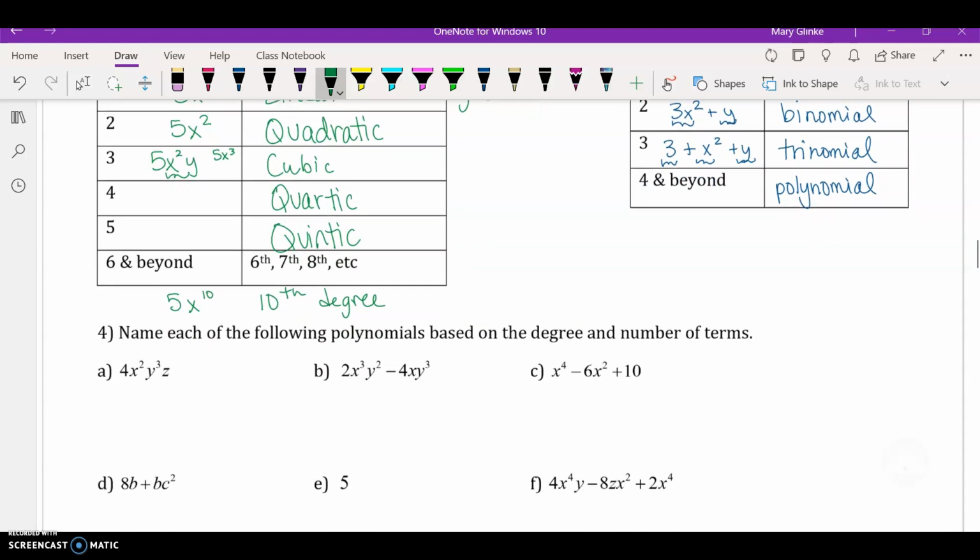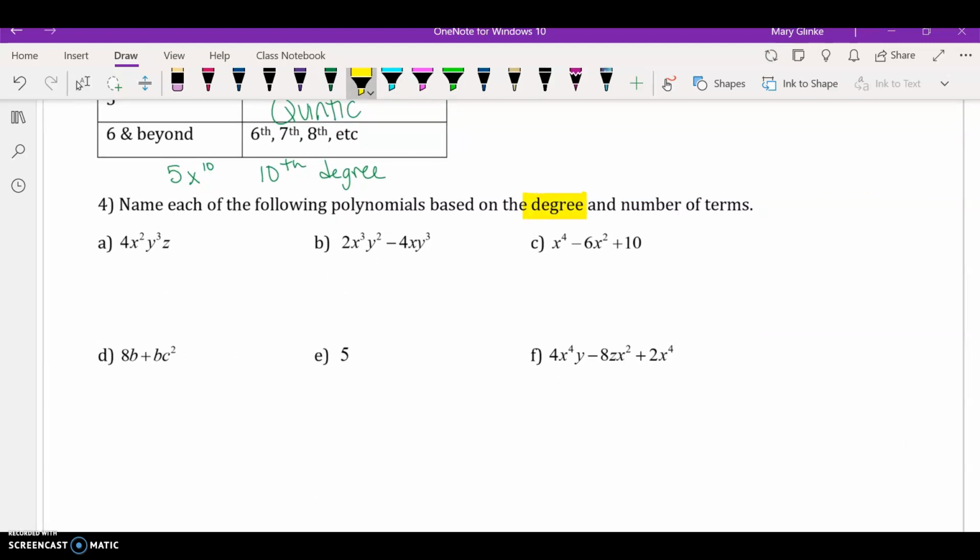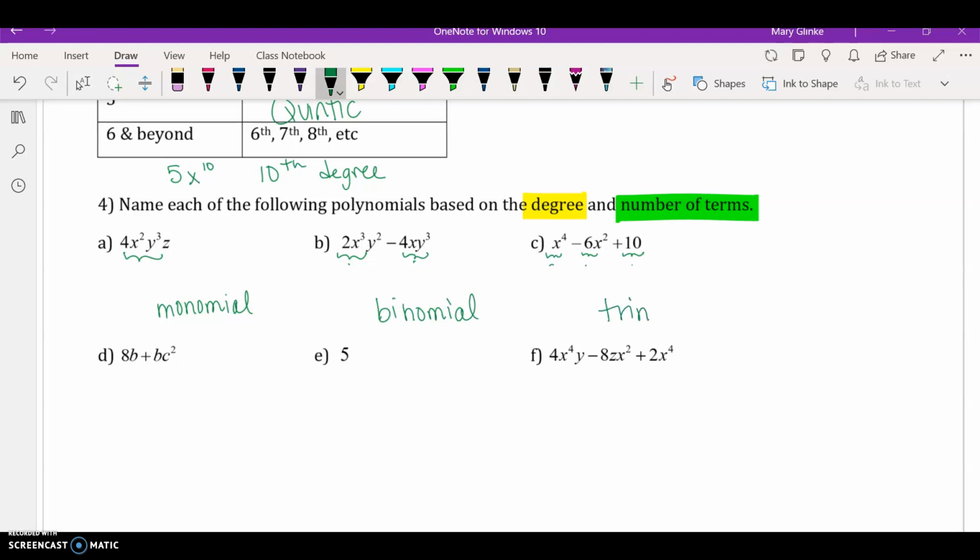So to actually use this, what we're going to do is name the following polynomials based off of two things: the degree and the number of terms. Now I'm going to start with number of terms because once again, that was kind of nicer. For each of these, you can identify how many terms the polynomial has. For the first one, there's just one term. That's a monomial. For the second one, I see two different terms, which makes that a binomial. And the third one, I see three different terms, which makes it a trinomial.